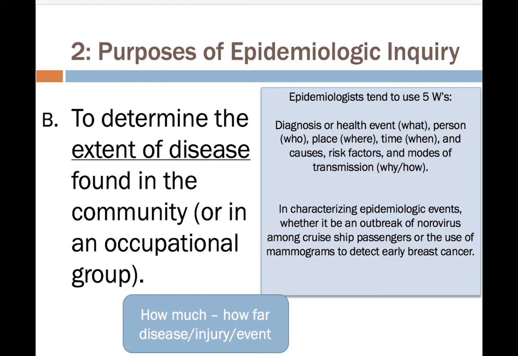So epidemiologists, just like safety and health professionals, look at the five W's. The health event is the what. The person is the who. The place is the where. The when is the time. And the cause are the risk factors, and the modes of transmission are the why or the how. So we're taking that event, a disease, the head injury, the loss of an arm, and we're breaking it down into our who, our where, our when, our risk factors, our why, and our how, our modes of transmission, and we're studying all these together.